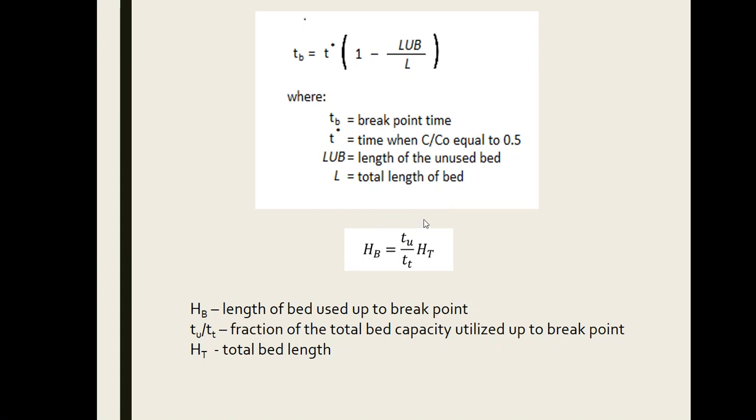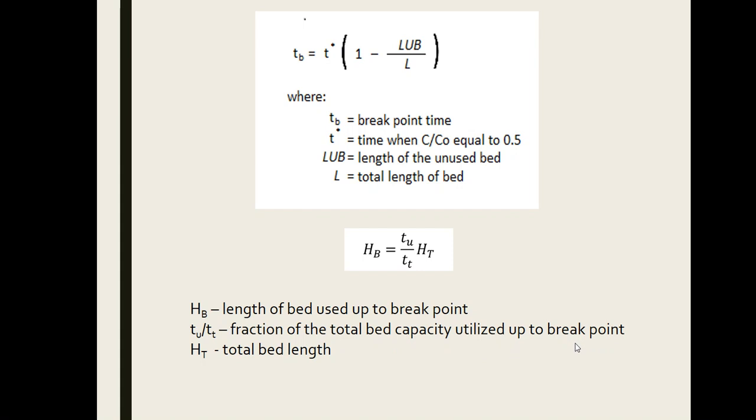This is a formula taken from Geankoplis. So the length of the bed used up to breakpoint, so of your entire length of the bed, how much of your packed adsorbent length in the bed was used up to breakpoint, would be equal to the ratio of the t_u and the t_T multiplied to the total bed length. So the t_u over t_T is the fraction of the total bed capacity utilized up to the break point.